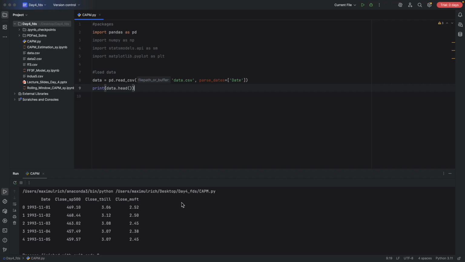Good. So what we want to do now is we want to run this regression, and therefore first we have to translate prices to returns. Now, why don't we want to run a regression directly on prices? Have you ever thought about that? Now, what does the price usually look like? Take Microsoft as an example.